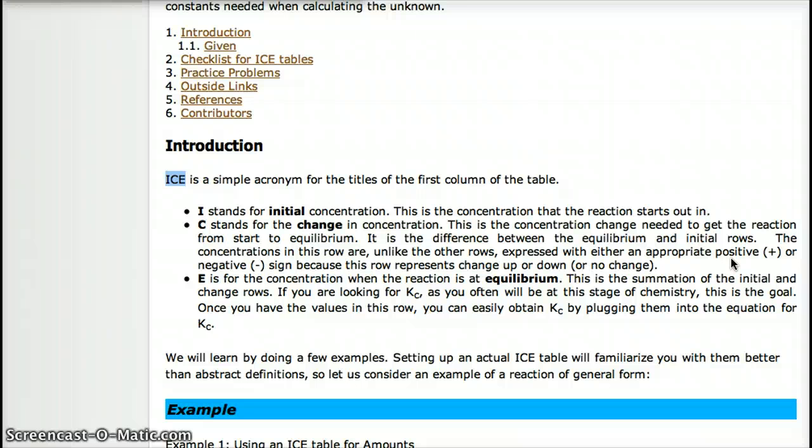E is for the concentration when the reaction is at equilibrium. So this is the summation of the initial and change rows, which is also important. If you're looking for Kc, as you often will be at this stage of chemistry, this is the goal. Once you have the values in this row, you can easily obtain the equilibrium constant, and what you're going to do is plug them into the equation for your equilibrium constant.